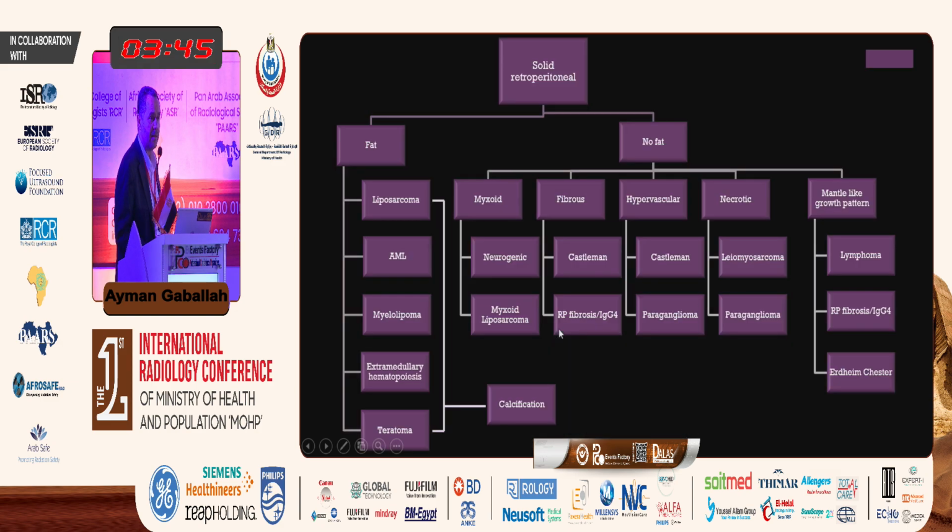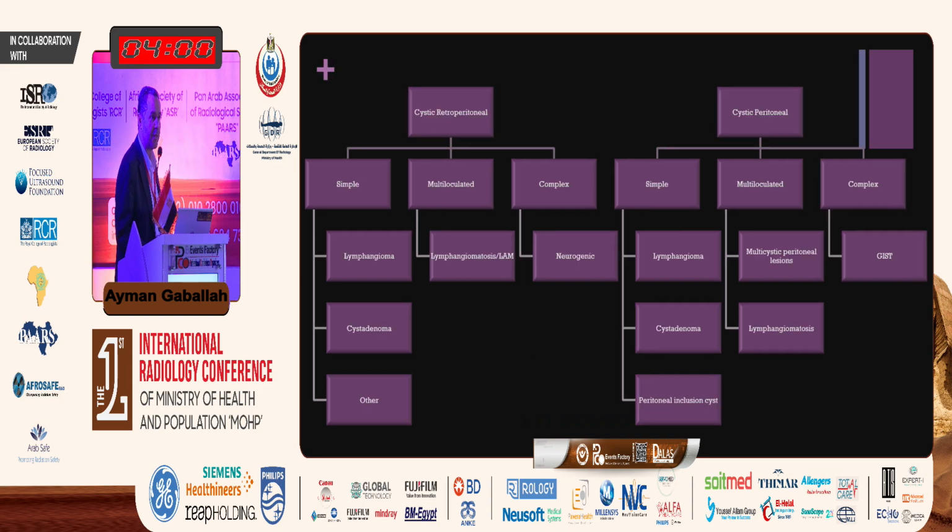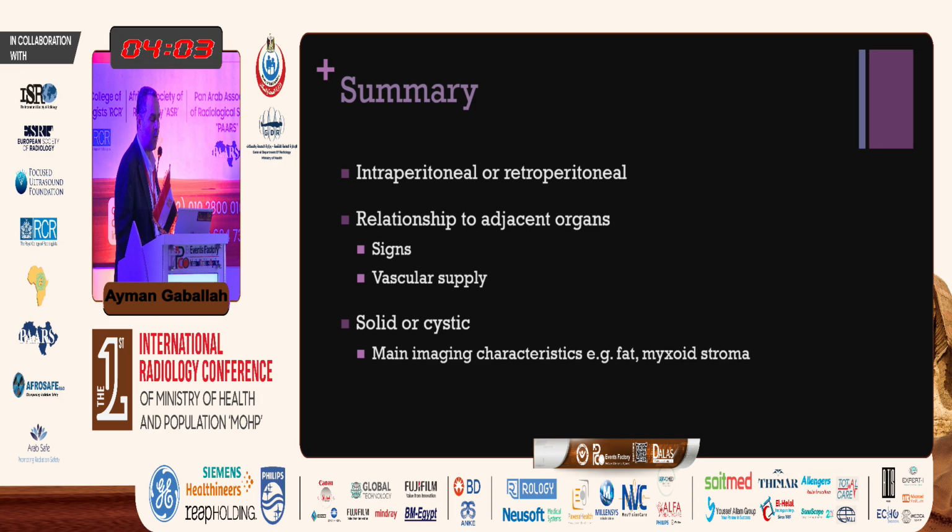And lastly, when you look at those solid lesions in the retroperitoneum, think of fat, no fat, and then look for other tissues and the growth pattern as well. And for peritoneal lesions, the same idea, look for them focal or diffuse and other features as well. And the last one for cystic peritoneal, retroperitoneal lesions. And summary-wise, step by step, differentiate between intra and retroperitoneal, look for the relationship with other organs like blood vessels, blood supply and other manifestations, solid and cystic, and all these features can help us to reach a final diagnosis.